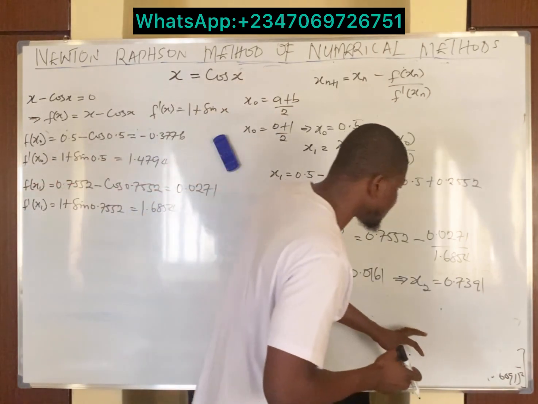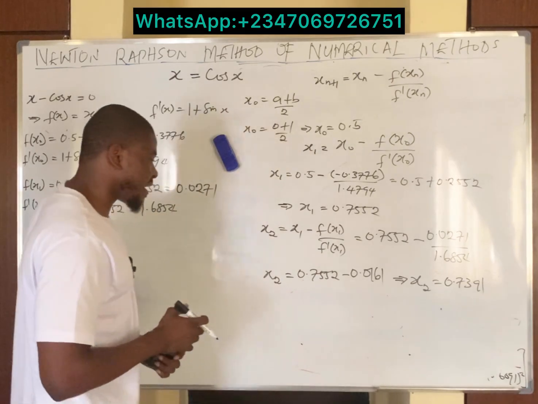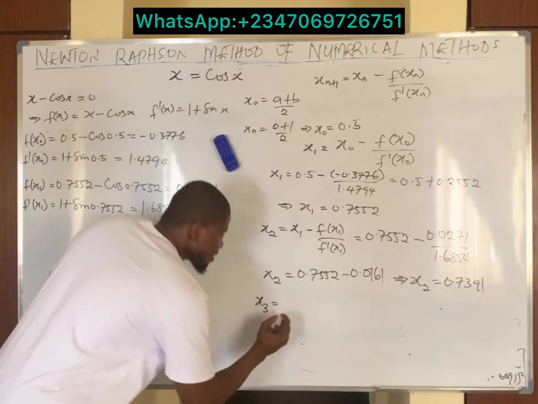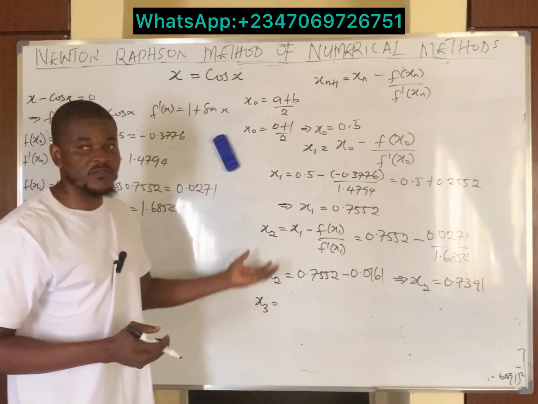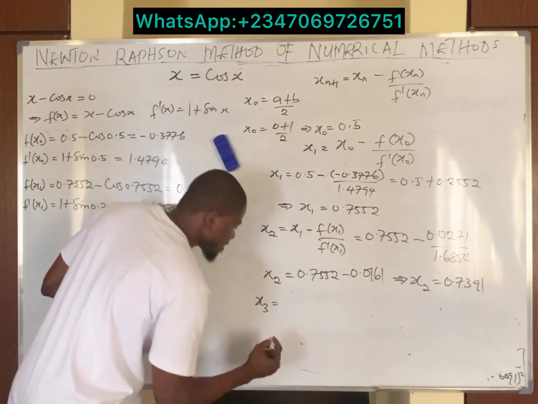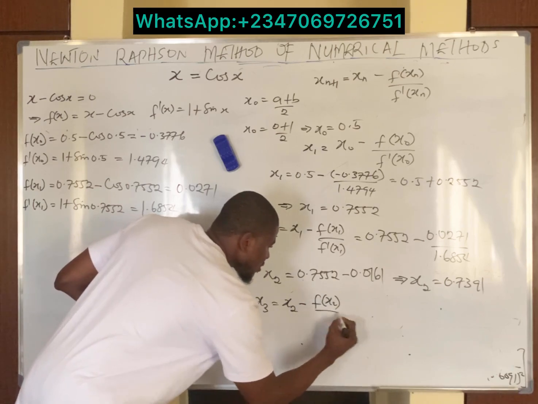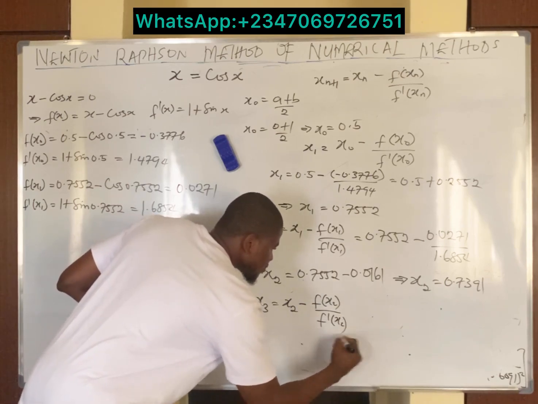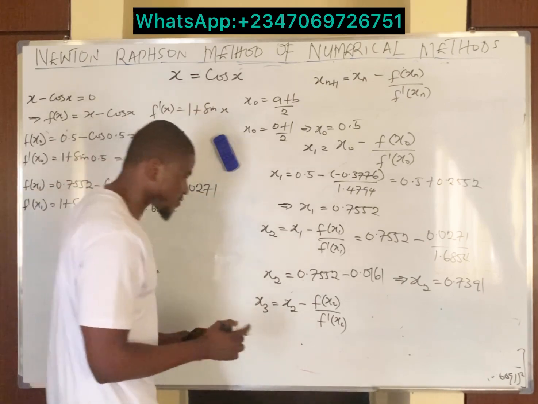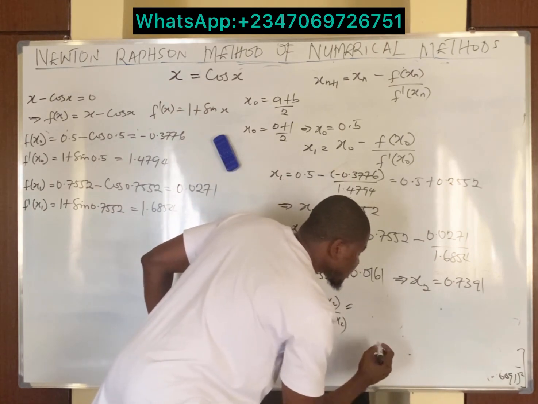So x2 here is 0.7391, and so we can now find our third root, which is x3. To find x3, it means that x2 now replaces x1 in the formula. So this becomes x2 minus f of x2 divided by f prime of x2. So we need to find the value of the function at x2 and its derivative also at x2. We know what x2 is, 0.7391.